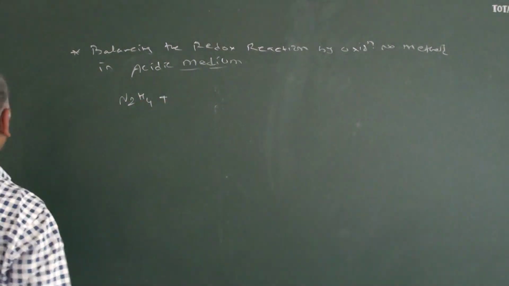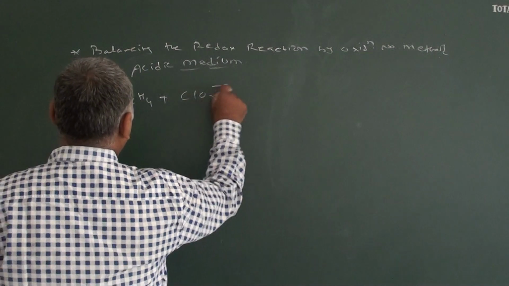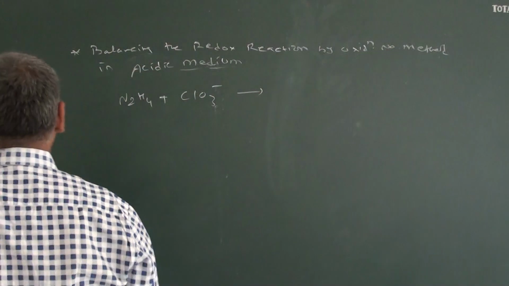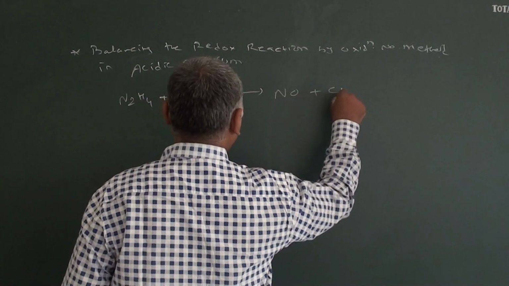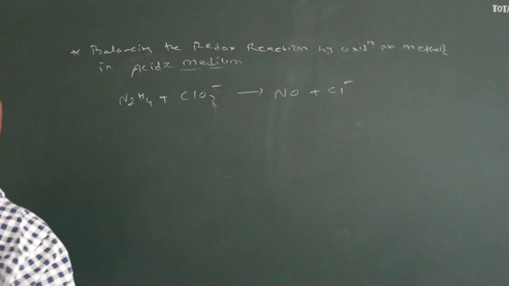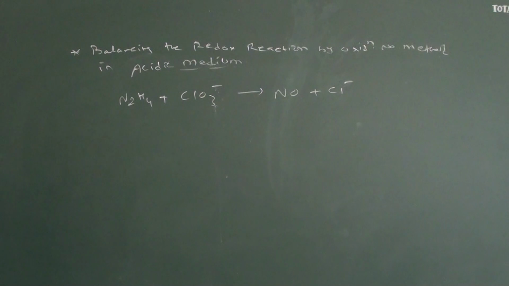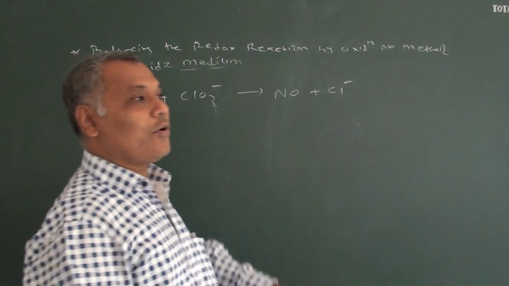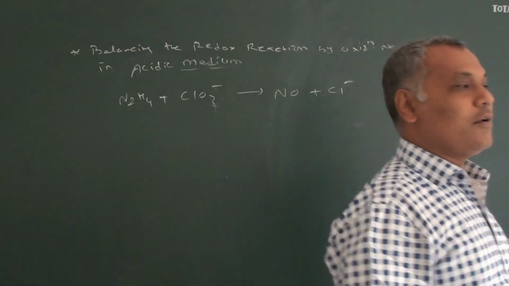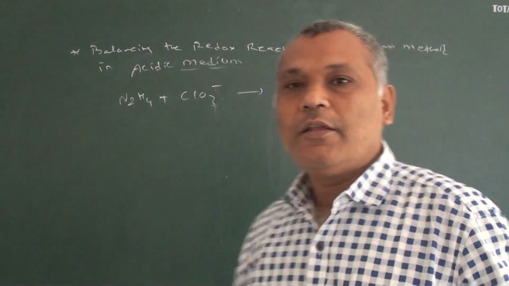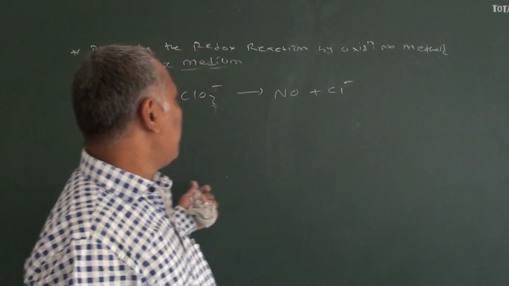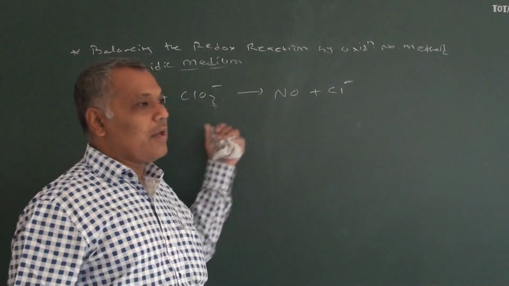N2H4, ClO3 minus. It gets converted into NO plus Cl minus. Right? See, hydrogen is not there at all. If you go for trial and error, as we know, that we can do it with the help of trial and error. If you try to go for trial and error, what will happen? Hydrogen won't be balanced at all.